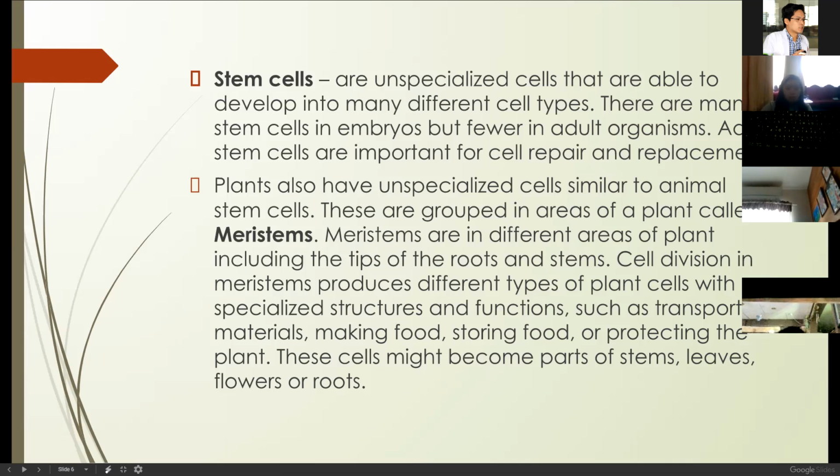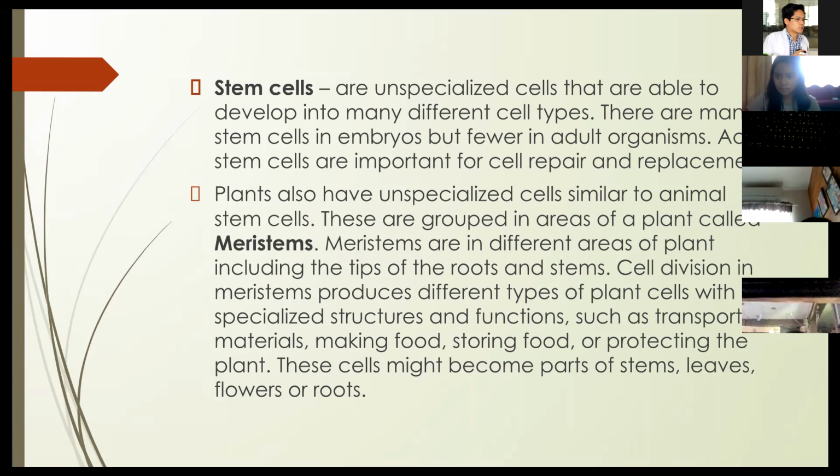Meristems produce different types of plant cells with special structures and functions, such as transporting material, making food, storing food, or protecting the plant. These actually came from meristems. Plants also heal by themselves because of meristematic tissues. These cells might become parts of the stems, leaves, flowers, or roots. This is why plants heal by themselves and produce cells by themselves.